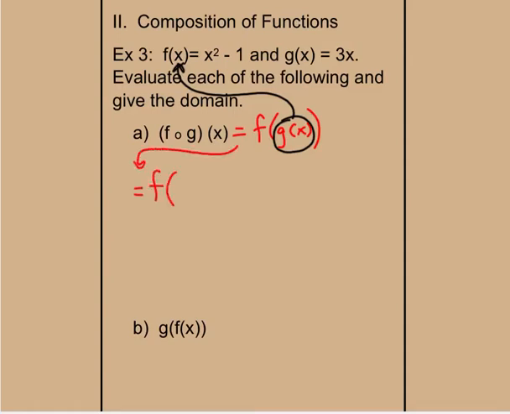One way to do this and to keep it a little bit more straight in your mind is to simply replace g of x with 3x. And then again, you can see you're taking that 3x, everything in parentheses, and replacing the x, just the x, in the f function with 3x. So simplifying, we get 9x squared minus 1.